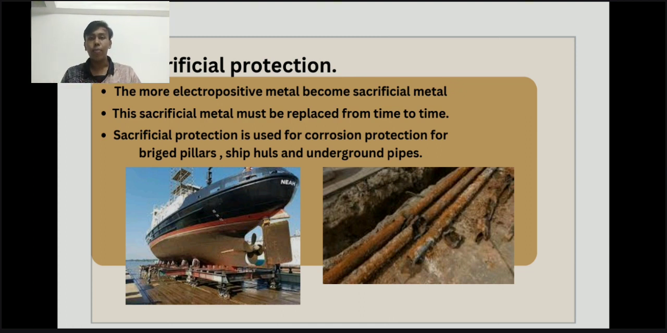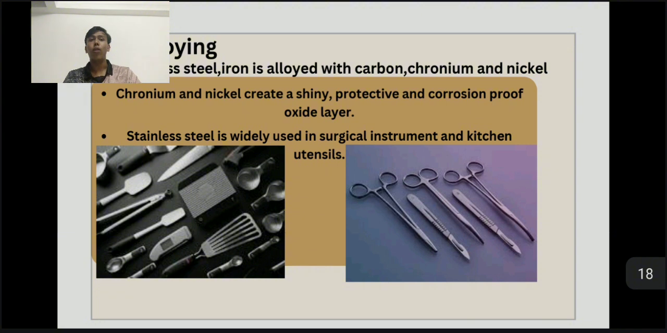The more electropositive metals become sacrificial metal. Sacrificial metal actually needs to be replaced from time to time. Sacrificial metal is usually involved in big things such as bridge pillars, ship hulls, and underground pipes. Lastly, we have alloying. In stainless steel, iron is alloyed with carbon, chromium, and nickel. Chromium and nickel create a shiny, protective, and corrosion-proof oxide layer. Stainless steel is widely used in surgical instruments and kitchen utensils.